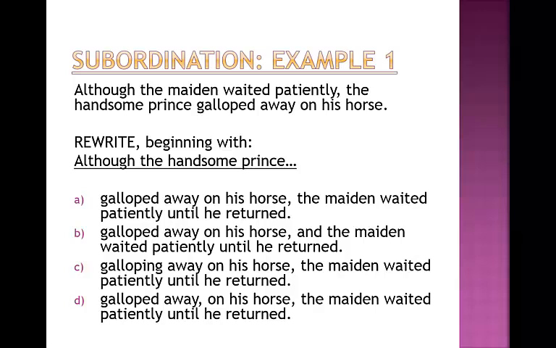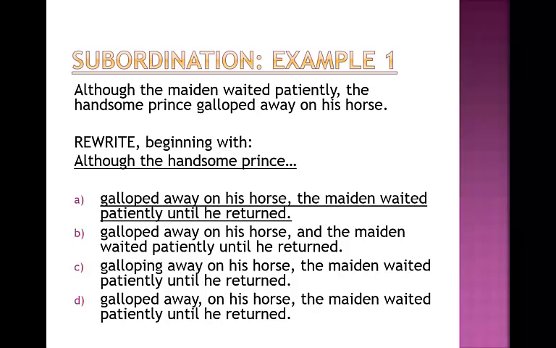So let's see. The actual correct answer here is A. Although the handsome prince galloped away on his horse, the maiden waited patiently until he returned. Do the test again. Read everything up to the comma and stop. Is it a complete sentence? No, it is not. Is everything after the comma a complete sentence? Yes, it is. That's how you know that it's correct. And there's no extra information and we haven't changed anything in the sentence.